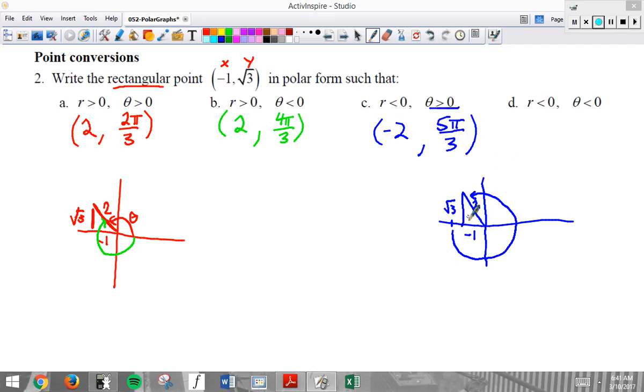If you aren't sure what I mean by when I said count by pi over 6, pi, 5 pi over 6. So pi, 7 pi over 6. So this pi is 6 pi over 6. 7 pi over 6, 8 pi over 6, 9 pi over 6, 10 pi over 6. Pi over 6. Okay, 5 pi over 6.